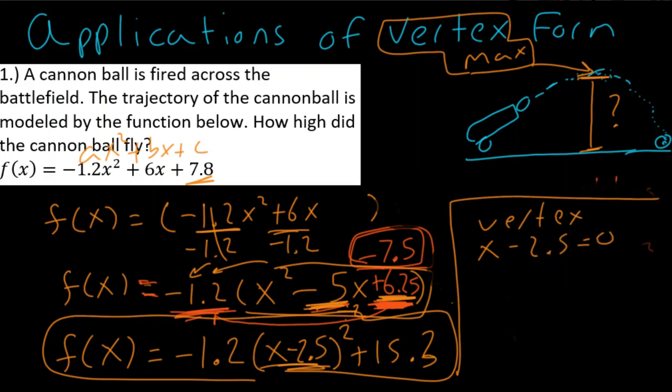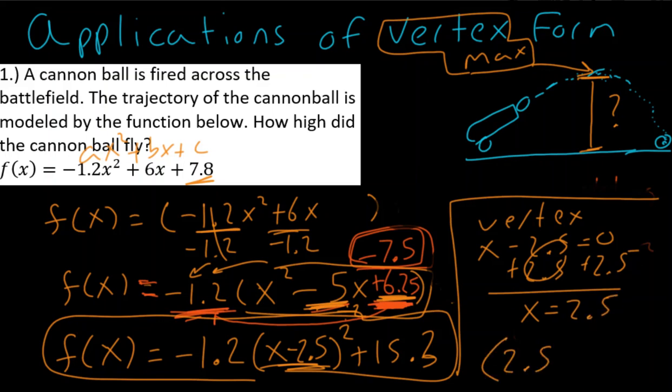We set it equals 0. And what's the opposite of minus 2.5? Well, that's plus 2.5 and plus 2.5. And this gives us x equals positive 2.5. And from here, we'll say, okay, our vertex is at 2.5, comma, and this k value is 15.3.